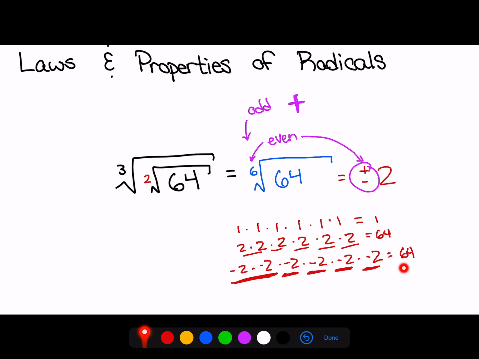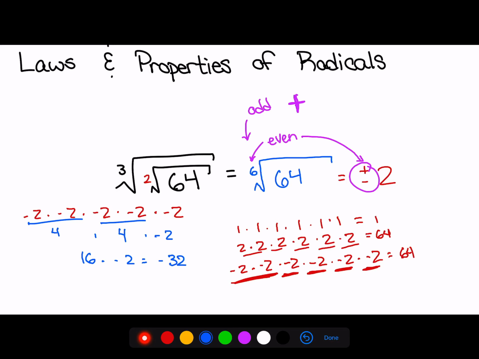So keep that in mind. And again, it comes down to this fact of we're just doing multiplication. All this is saying is what number multiplies by itself 6 times to equal 64. If it was 5 times, well, let me show you. If it was 5 times, 3, 4, 5. Well, negative 2 times negative 2 is 4. This is 4. And this is still negative 2. 16 times negative 2 is equal to negative 32. So as you can see, there's no way that I can get a positive number at the end here for this to be plus or minus. So that is why if it's odd, it's going to be negative underneath.